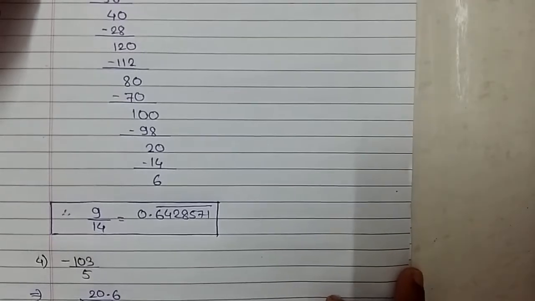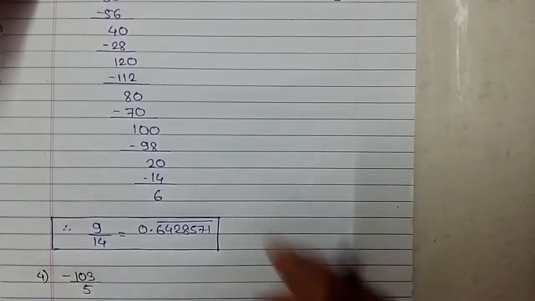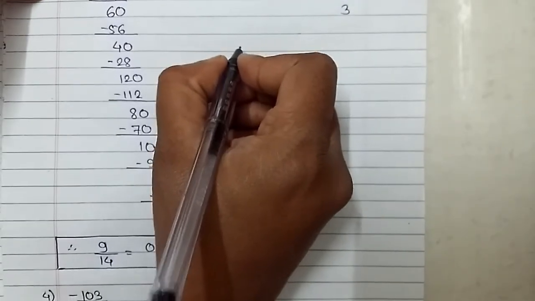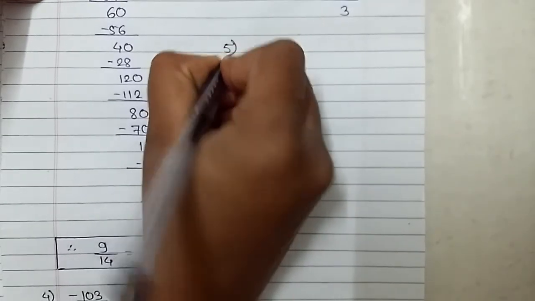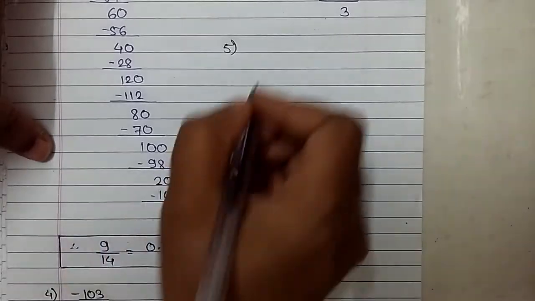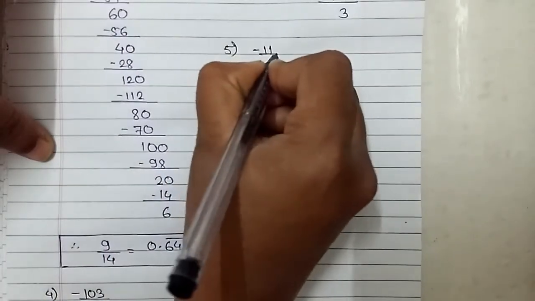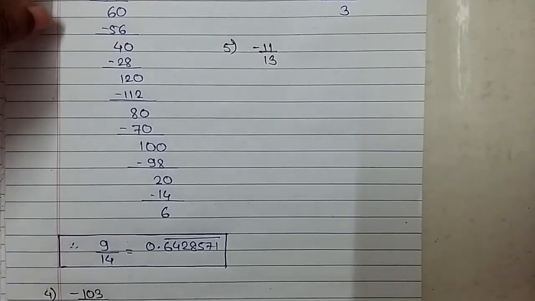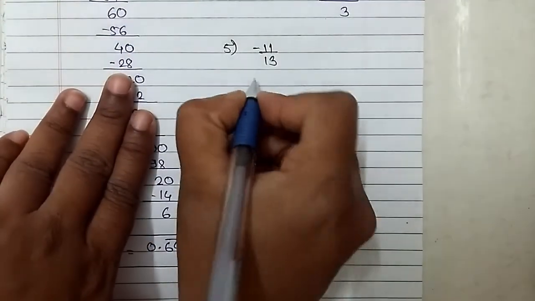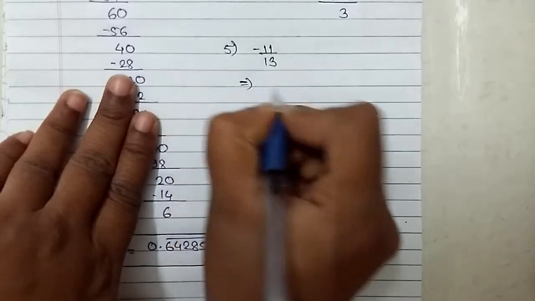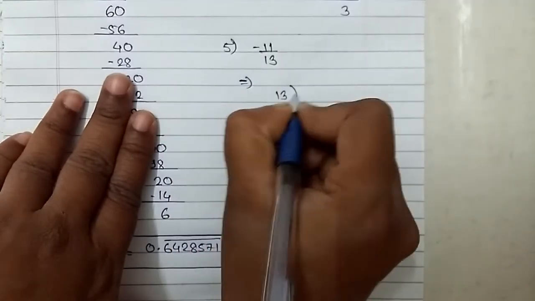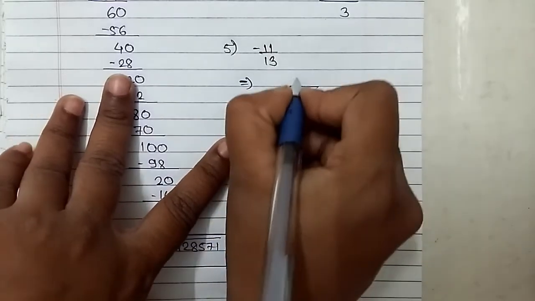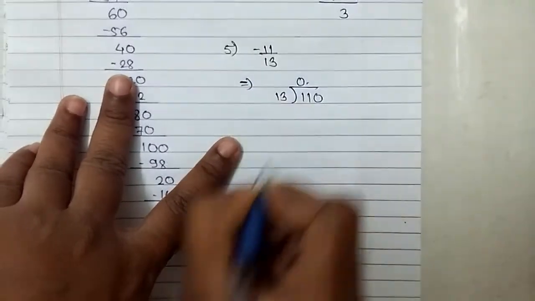Next we will study question number 5. Okay, what is your question number 5? That is minus 11 upon 13. Okay, minus 11 upon 13 here. So how to divide this? So put here 13 and here 11. So tell me first, is 11 divisible by 13? No. So put here 0 point and add here 10.